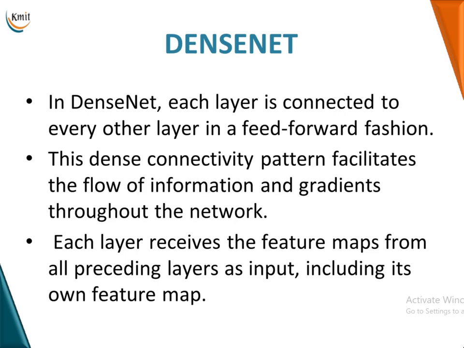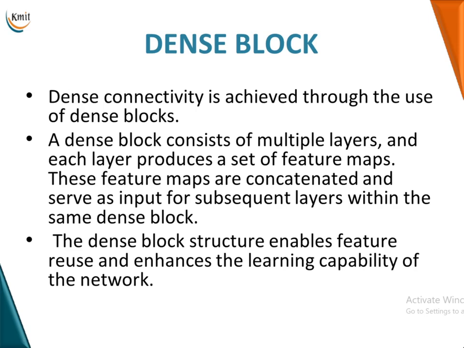Thus, what will happen? Every layer is going to receive the feature maps from its previous layers as its input, including its own feature map as well. So the learning is good. Now, the dense connectivity is achieved through the use of dense blocks, a specialized type of architectural block, wherein a single dense block consists of multiple layers, and every layer is going to produce a set of feature maps. Now, these feature maps are all concatenated and they serve as an input for subsequent layers.